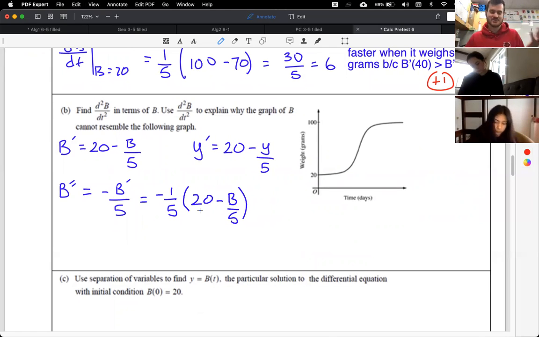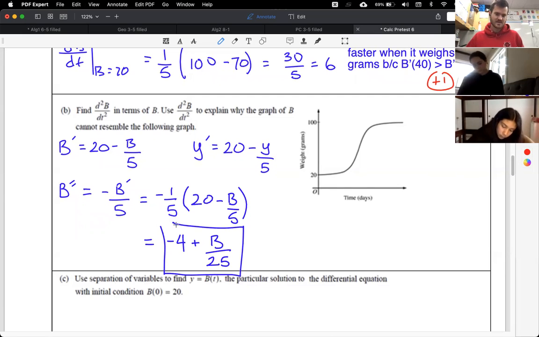And if I distribute this like I did in the last case, it will make it a little bit easier to analyze what's going on with this graph. This is really equal to negative 1/5 of 20. What is that? Negative 4, and then negative times negative is a positive, so plus b over 25. And there is the real second derivative. Okay, we're not done. That's the first half.